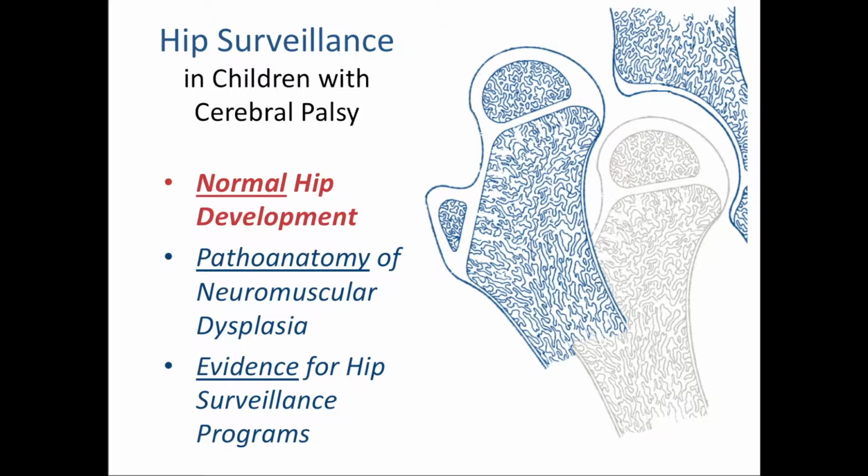So just an overview of my talk. I'll begin with normal hip development, then talk about the pathoanatomy of neuromuscular hip dysplasia, and finally end with the evidence for hip surveillance programs. Let's start with normal hip development.